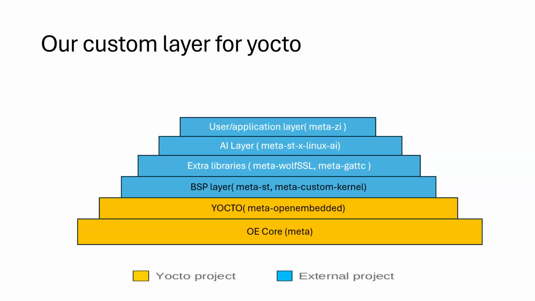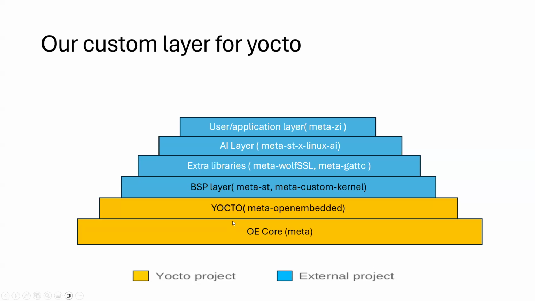Okay, coming back to the topic. Next are some extra libraries. I have integrated wolfSSL and MetaGATT. GATT is the Generic Attribute Profile, used for BLE, Bluetooth Low Energy. I added these two layers: meta-wolfSSL to make my line more secure, and meta-GATT to enable my edge gateway to communicate with the edge node using Bluetooth Low Energy.